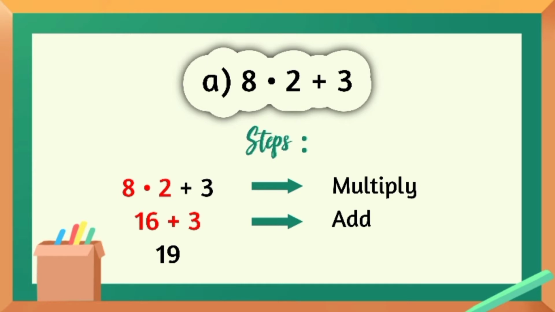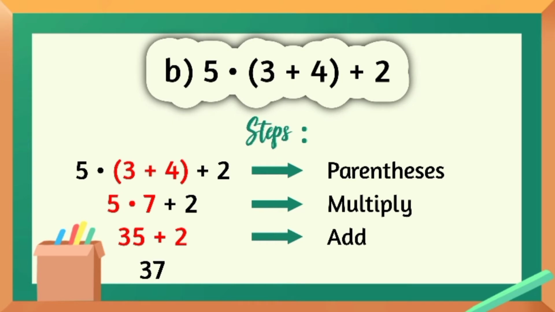in the problem. In this expression, we have two operations, addition and multiplication, separating three numbers. In accordance with the agreement, the multiplication operation will be performed first, followed by the addition operation. So, 8 times 2 equals 16 becomes 16 plus 3 equals 19. The result of this expression is 19.